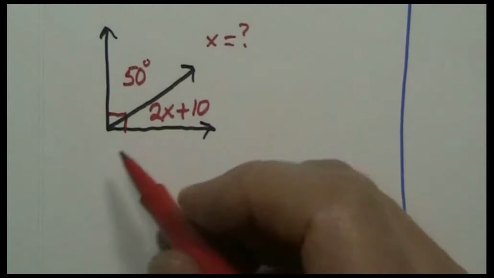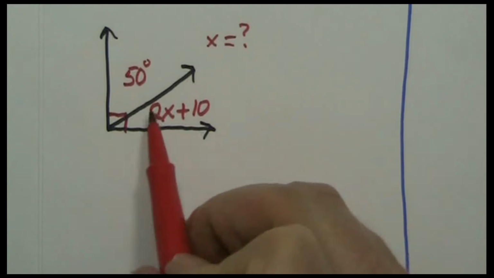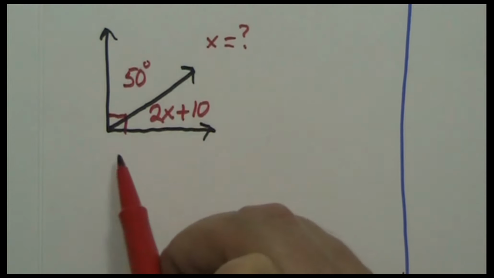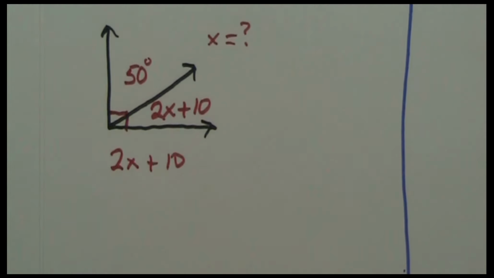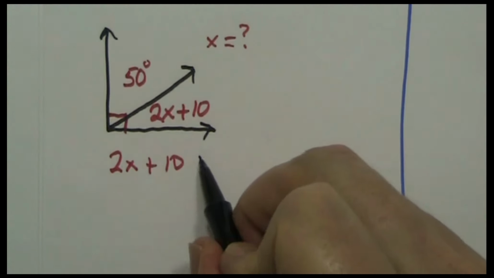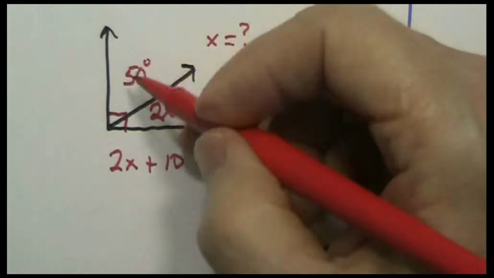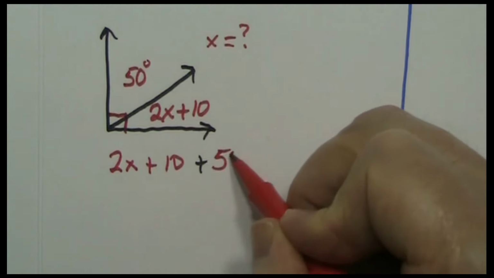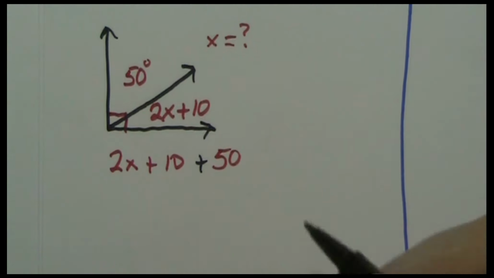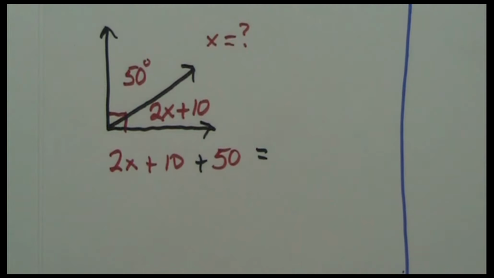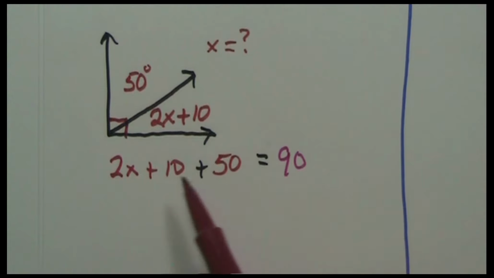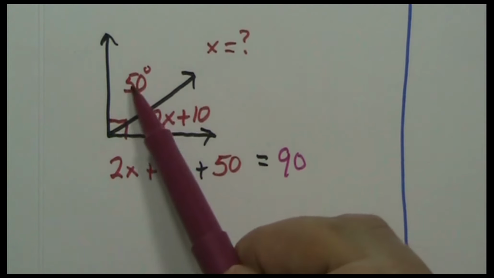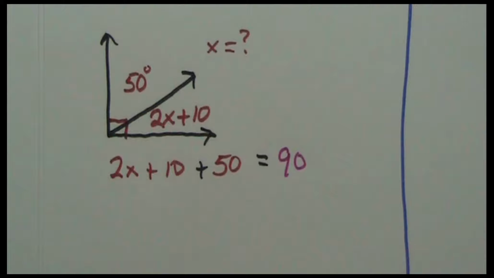Now I have some room underneath mine, so I'm going to go ahead and do it there. So this angle here, 2x plus 10, plus the other angle. The other angle is 50. Both of those together equals 90. So this plus this totals up to 90. Okay, so now we just go ahead and solve from here.